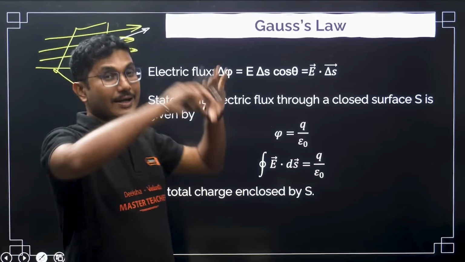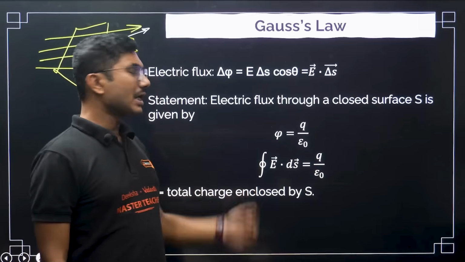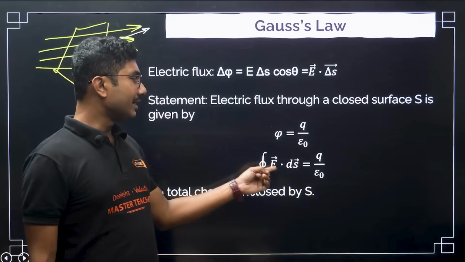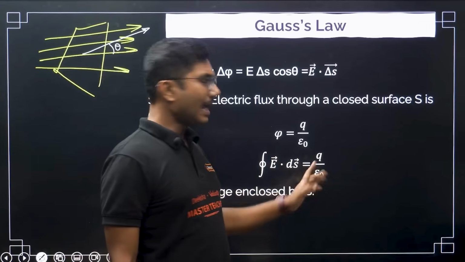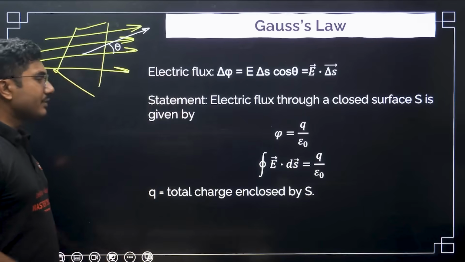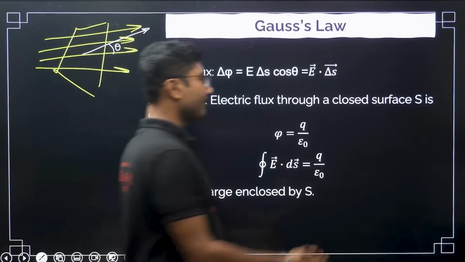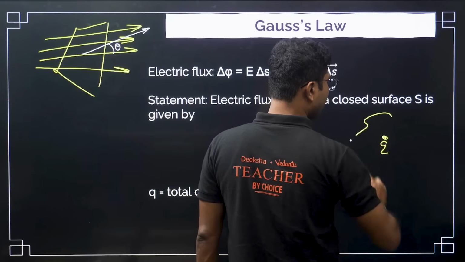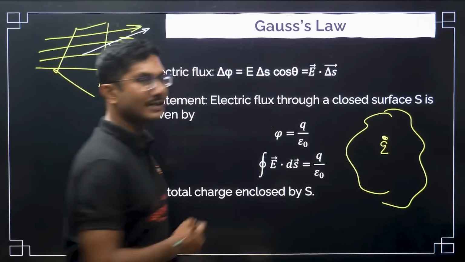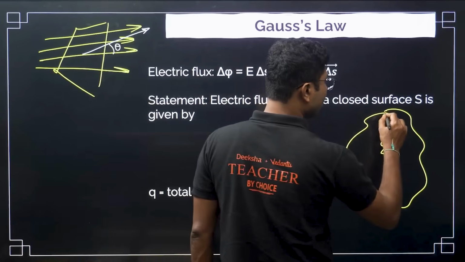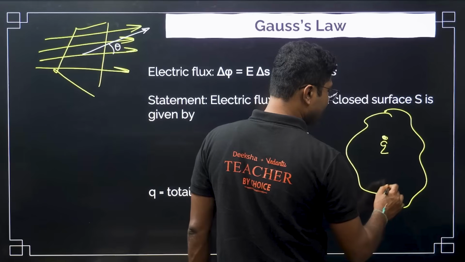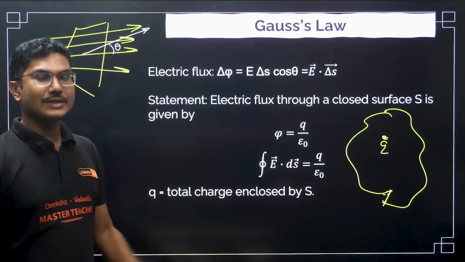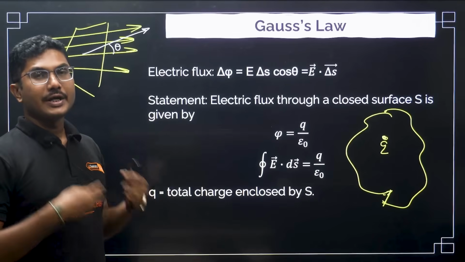Now for a complete surface you have to use a closed integration. Closed integral of E dot dS equals Q by epsilon naught. What is Q? Q is the total charge enclosed by the surface S. Suppose we have some charge Q, and we have a closed surface. Now remember, this surface can be anything as long as it is a closed surface. If it is an open surface, Gauss's law is not valid. If it is a closed surface, no matter what the shape and size of the surface, it is always valid.